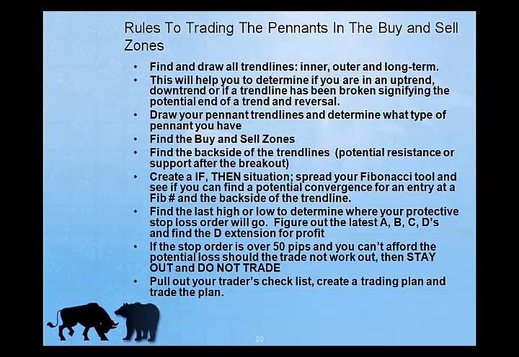We find the buy and sell zone, and then find the backside of the trend line, the potential resistance or support and the breakout. And you always have to have that if-then approach. If it breaks to the north, here's where I'm going to put my entry point. Here's where I'm going to put my stop. If it breaks to the south, where am I going to put my support and my stop and my limit?